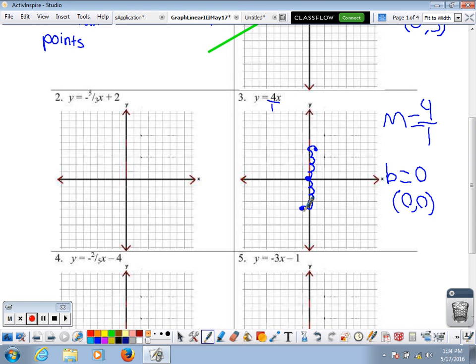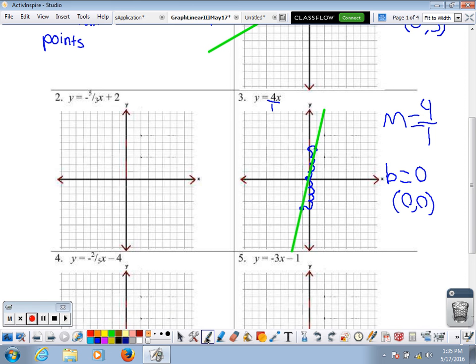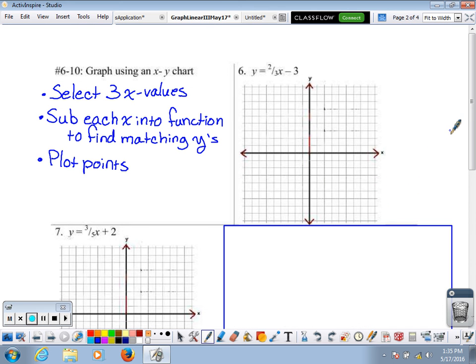I went up 4 and to the right 1. Okay. Then went down 4 and to the left 1. Okay, complete opposite. Very good. There we go. Straight. And there we are. Very good. Okay. Now let's flip over to the back and let's look at number 7.